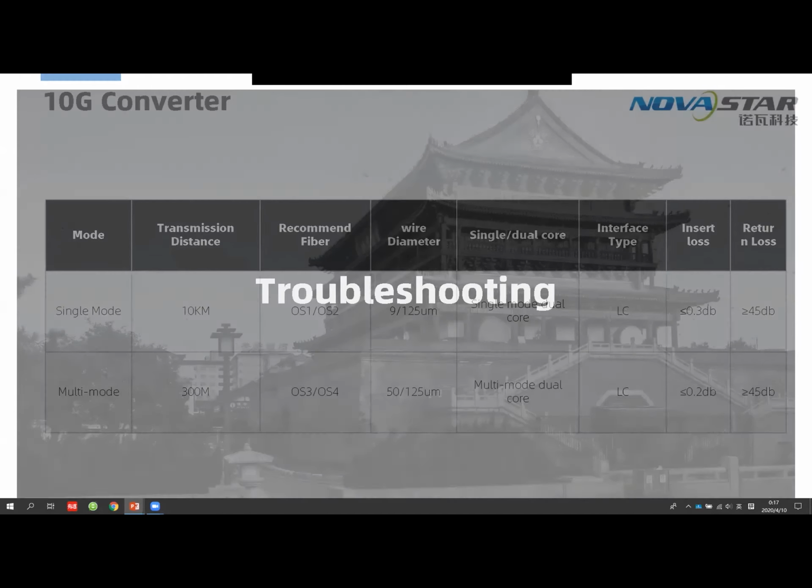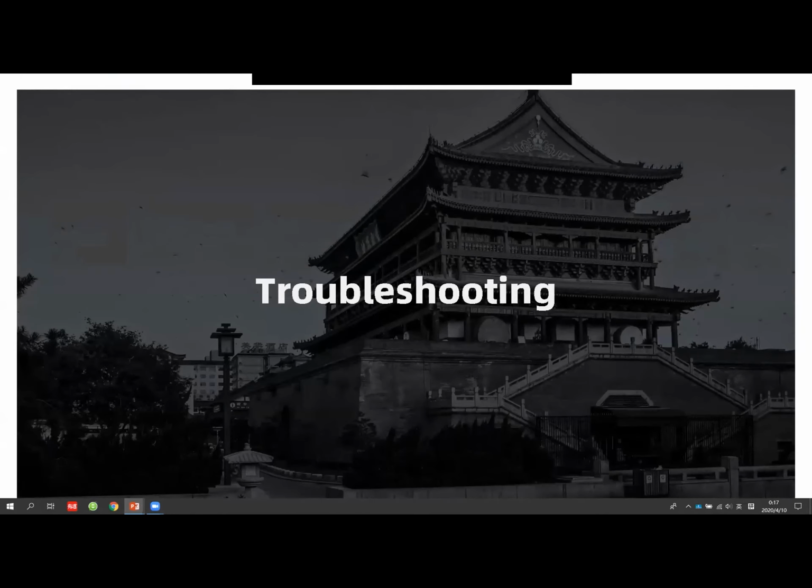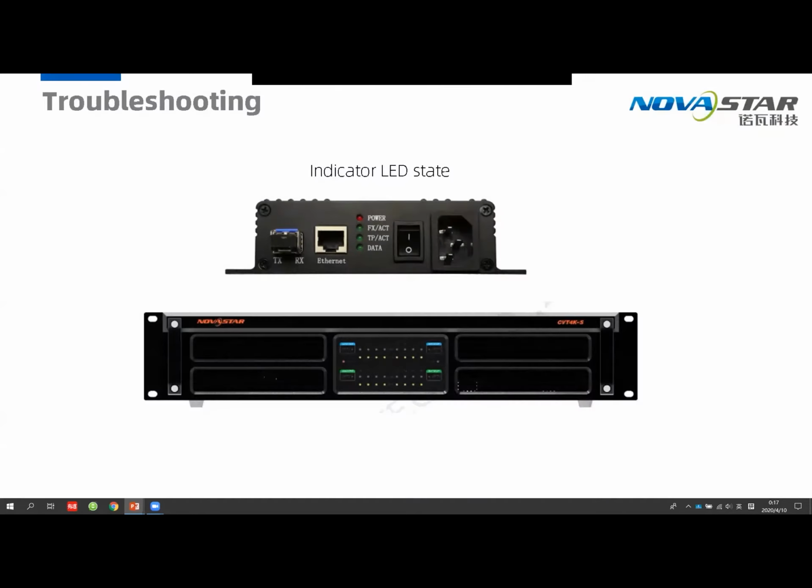Okay, that's all for the fiber solution. And now it's troubleshooting time, to show you some tips. Sometimes when the system fails, please check the working status indicator first, and it can help you quickly locate the problem.